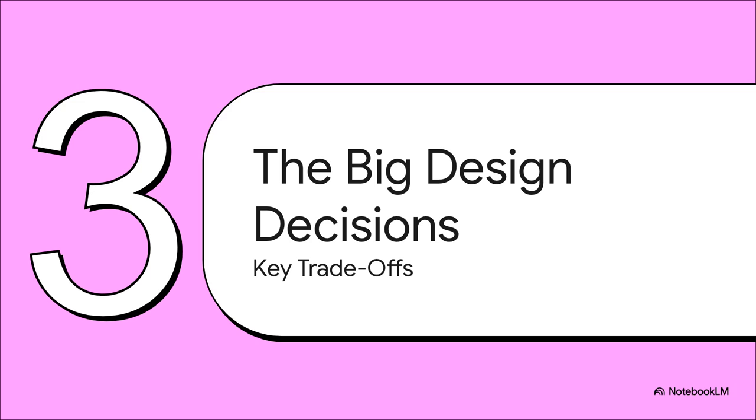Okay, so now we know the fundamental parts, right? The brain, the hands, and the notebook. So let's talk about the big design decisions. These are the really crucial trade-offs that every single builder has to navigate to create an agent that's actually effective.